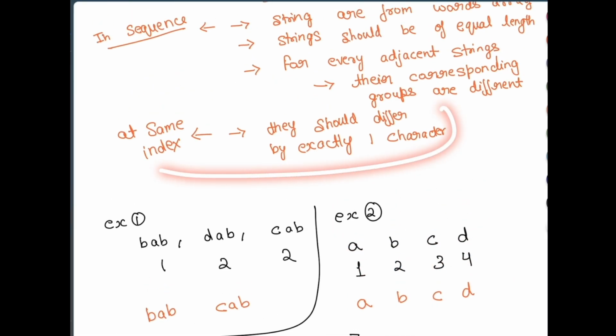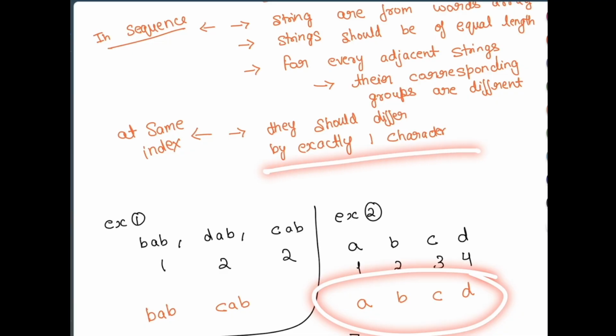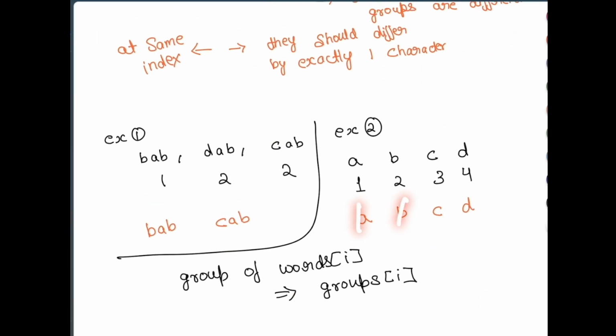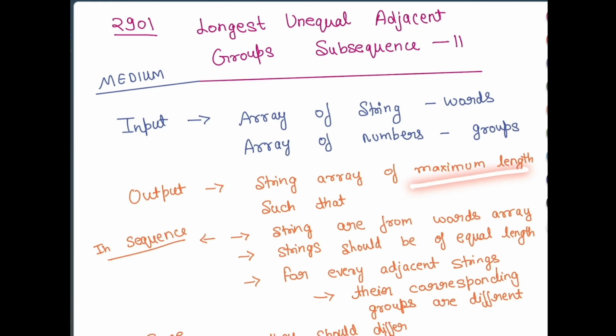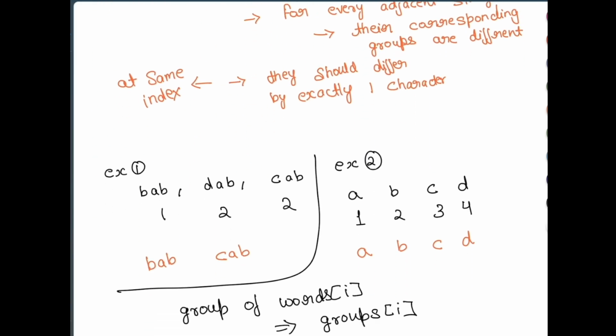Now coming back to the last point, which is all the strings in your output should differ by exactly one character. So let us see that. A and B differ by exactly one character, right? A and C differ by exactly one character. A and D differ by exactly one character. B and C differ by one character. C and D differ by one character, and B and D differ by one character. So you can check for all the strings, they differ by just one character, right? So that is why we can say that all the strings can be the part of your answer. And since we need to find out the maximum length string, we need to select all those strings which are possible, right? So this is the output in this case.